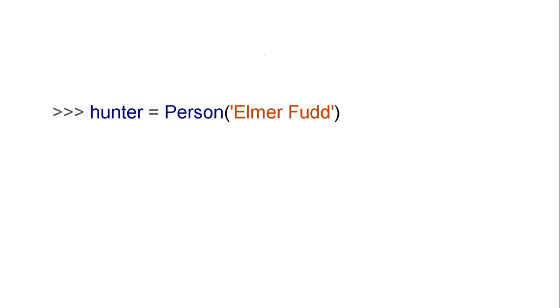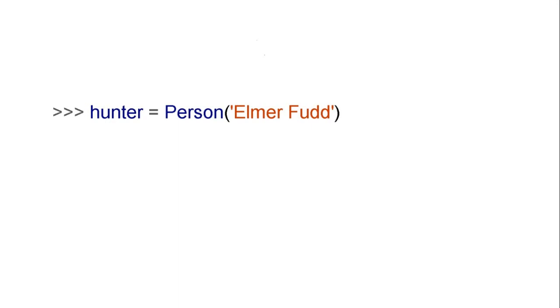Here's what the line of code does. It looks up the definition of the Person class. It instantiates a new object in memory, calls the object's __init__ method, passing the newly created object as self and the other argument as name. It stores the value of name in the object, returns the new object, and attaches the name hunter to the object.